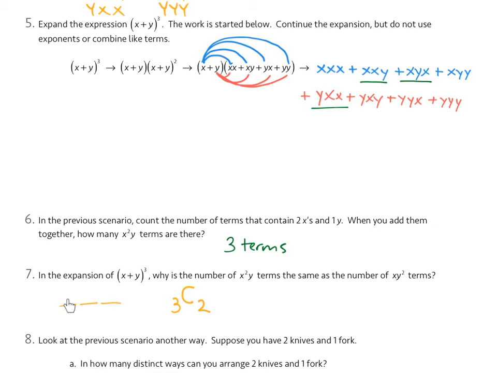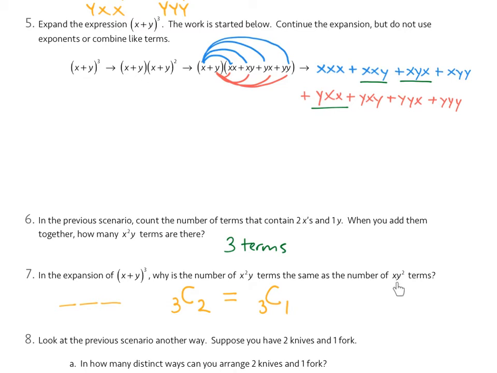I can put 1 y in the first spot, or the second spot, or the third spot. There are 3 ways to place that 1 y. 3 letters to choose from, and I want to choose 1 y. So 3 choose 2 and 3 choose 1 are both equal if we just look at the 2 ways to think about x squared y. You can look at this term as picking 2 x's from 3 possible letters, or picking 1 y and putting it in 3 possible places.